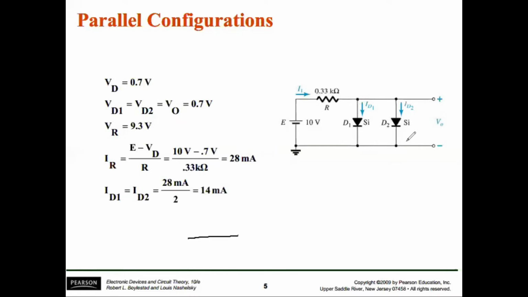If these are connected in a parallel configuration, what will be the analysis procedure? You can see that from a conduction point of view, the value of VD will be equal to 0.7 across both the diodes, which is written here. As both are silicon diodes, the conduction voltage will be 0.7.